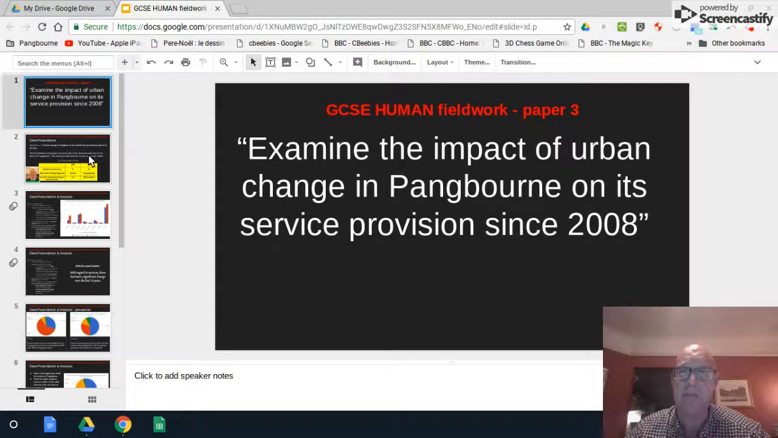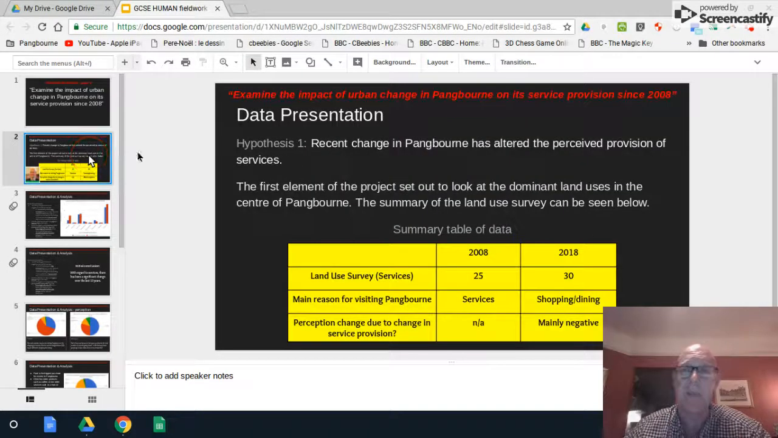And you'll see that at the top of every slide. That's the title. And in fact, we have some hypotheses to look at. First data presentation technique is the table. We've got land use services, main reasons for visiting, and then perception of change. And you'll see a weakness already when we think about evaluating the fieldwork that you did, because the historic data from 2008 didn't include this particular question.